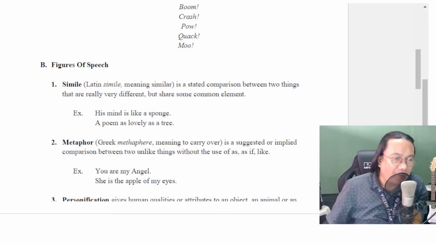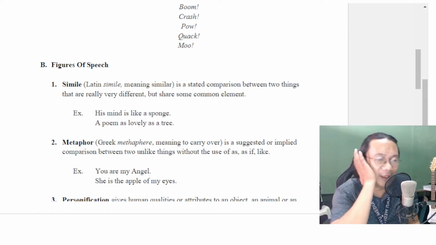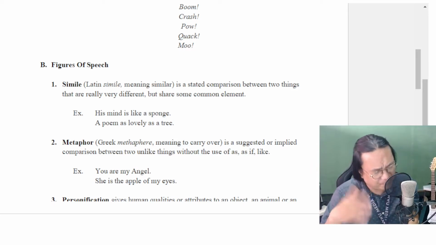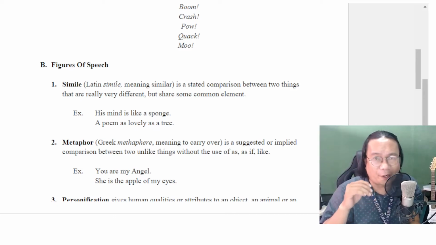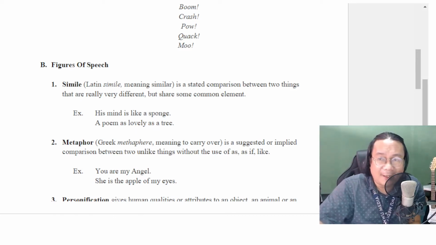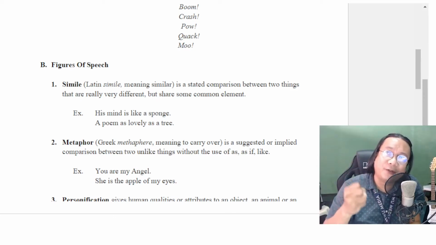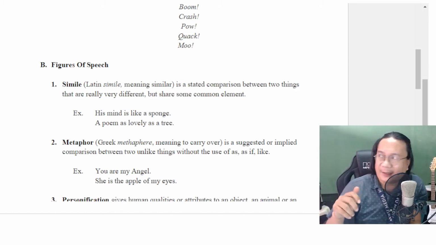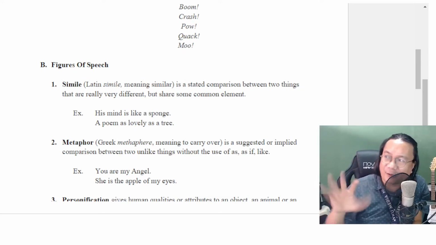And now we move on to figures of speech. Ano nga ba ang tinatawag natin na figures of speech? These are words or phrases that are used in a non-literal sense, usually for rhetorical or vivid effect. You are using a word, you are referring to something, but this is not exactly what it is literally. For example, if you say that death is near, but of course death can never be near, you are referring to death as a person, then that is a figure of speech.